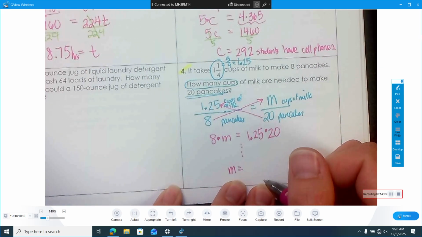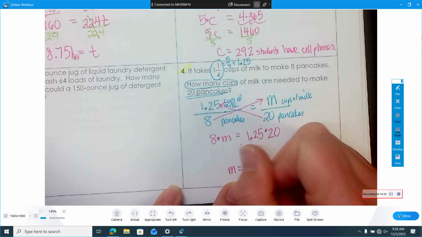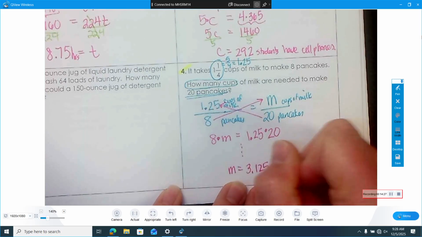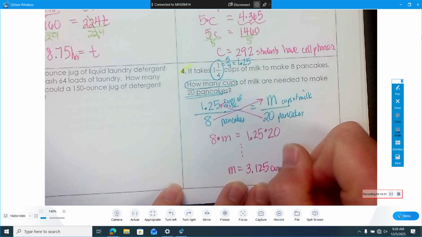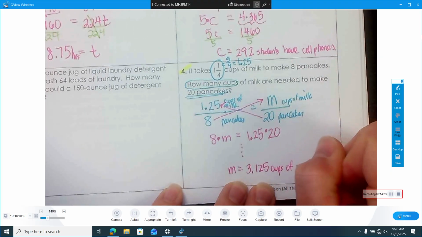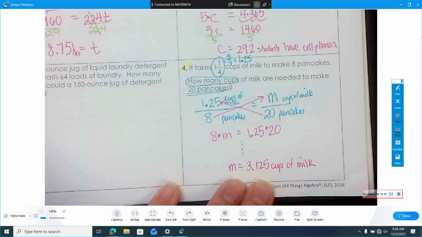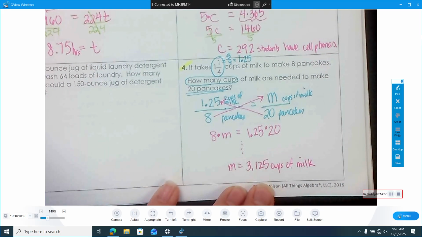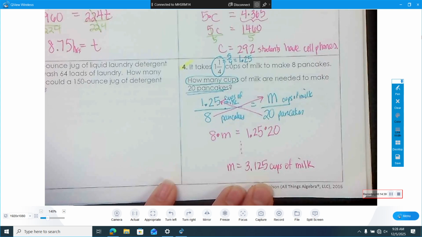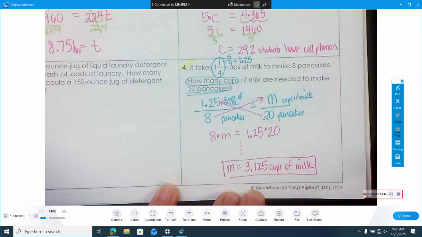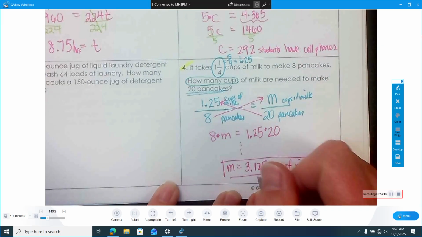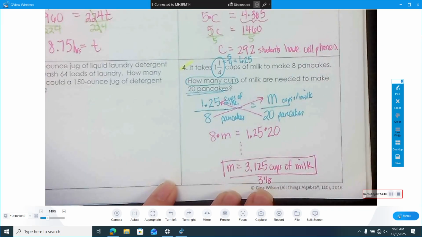What did you get for your M? 3.125. 3.125 cups of milk. All right. Do you have any questions on this one? 3 and 1/8. It is 3 and 1/8. Very good.